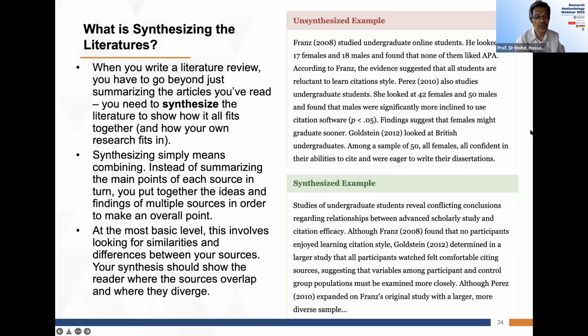You have to discuss it critically. You have to synthesize your discussion, right? So you need to synthesize the literature to show how it all fits together and how your own research fits in.